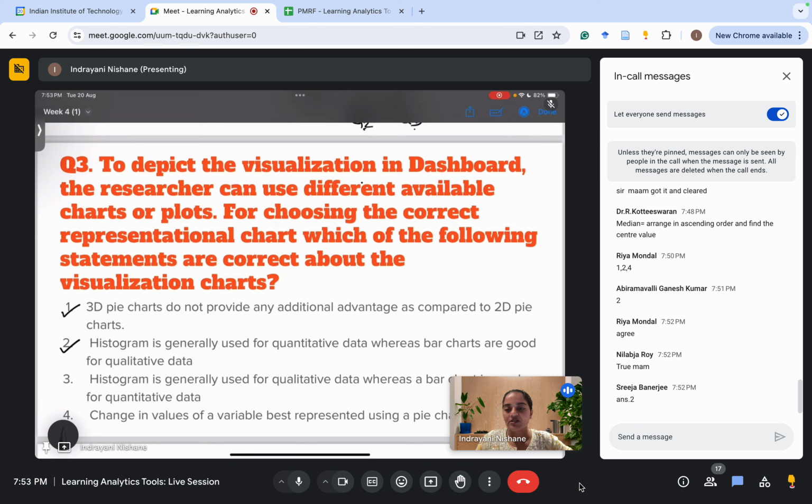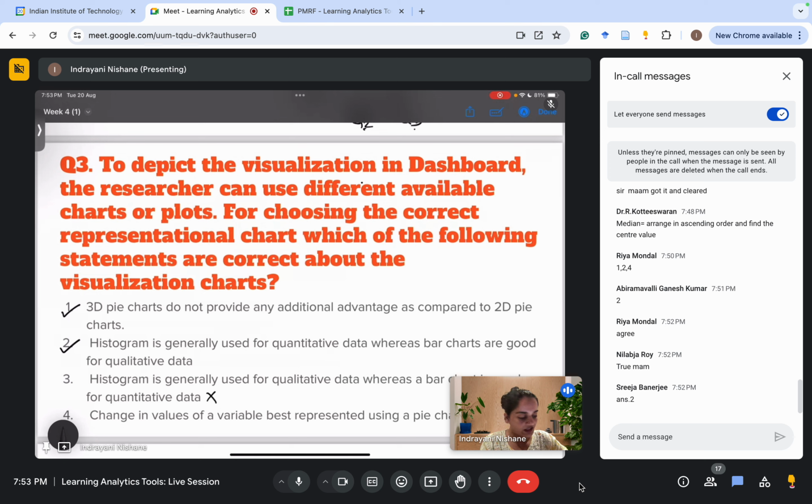Then, histogram is generally used for qualitative data, whereas bar charts are used for quantitative data. This is not correct. If we want to plot numerical data in a histogram, we have to convert it into categories: if continuous numerical values are there, we make bins, in other words create categories, and then plot the frequencies. So this doesn't make sense.